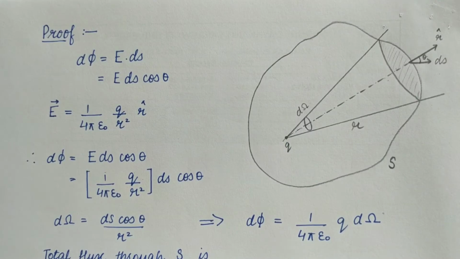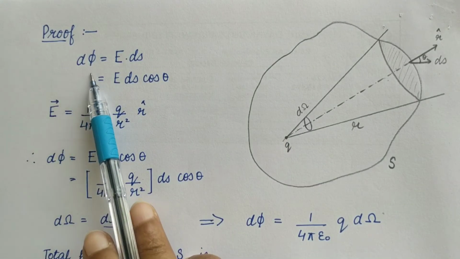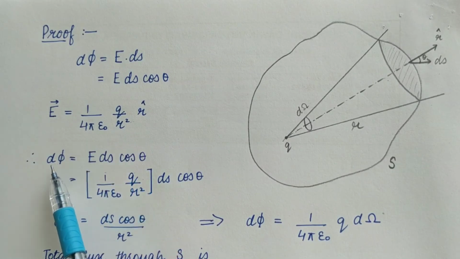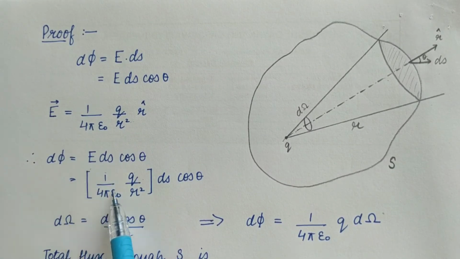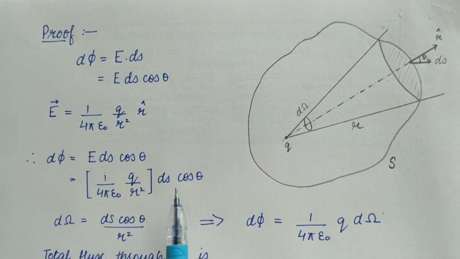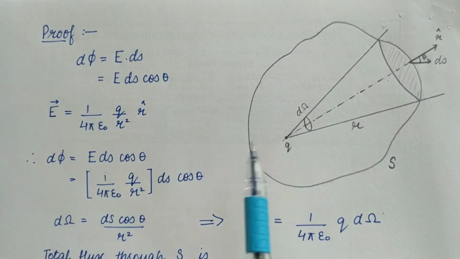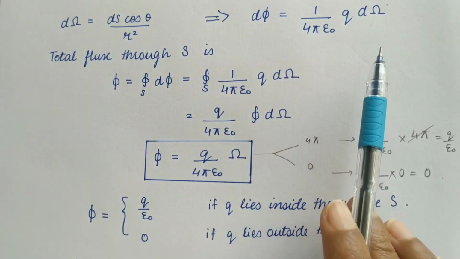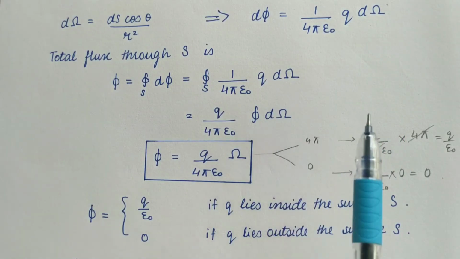What did we see under the proof? First we had taken the flux, then the electric field, then we placed this value of E in the formula of flux here, then we get this value. Then we had taken the solid angle d omega, and we know that the value of d omega is ds cos theta upon r square. So here we replace this term by d omega. Then here we got the value of d phi, which is the electric flux.